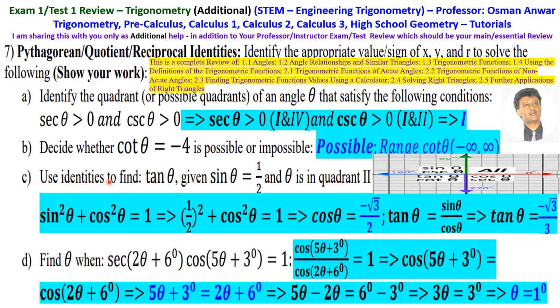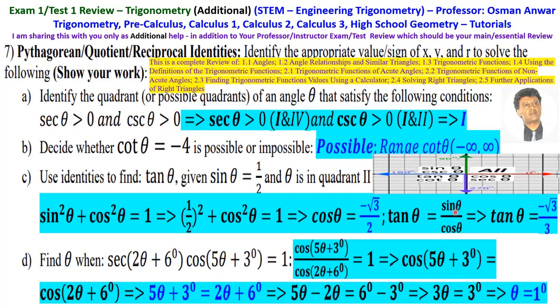C is use identity to find tan theta given sine theta is 1/2 and theta is in quadrant 2. So sine squared plus cosine squared is equal to 1. (1 over 2) squared plus cosine squared is equal to 1. Cosine squared theta is then equal to 1 minus 1 over 4, which is 3 over 4. Then cosine theta is plus or minus square root of 3 over 2. But we know it is in quadrant 2. In quadrant 2 cosine is negative, so cosine theta is minus square root of 3 over 2.